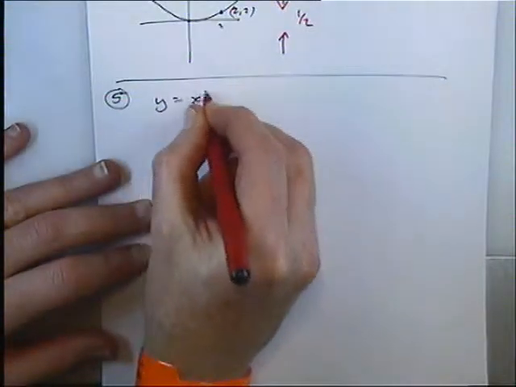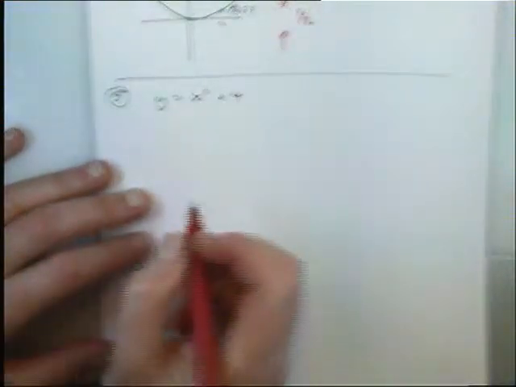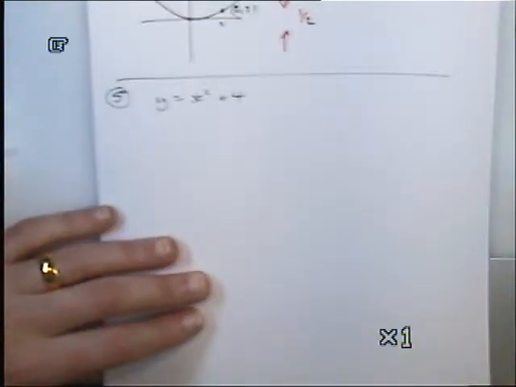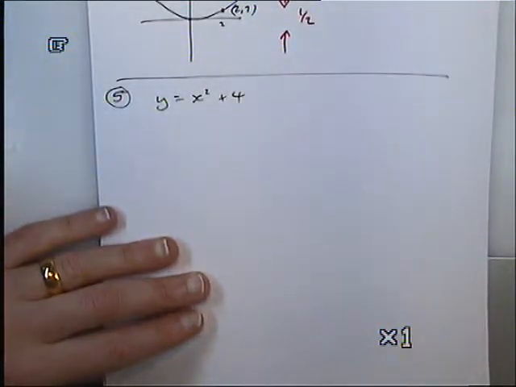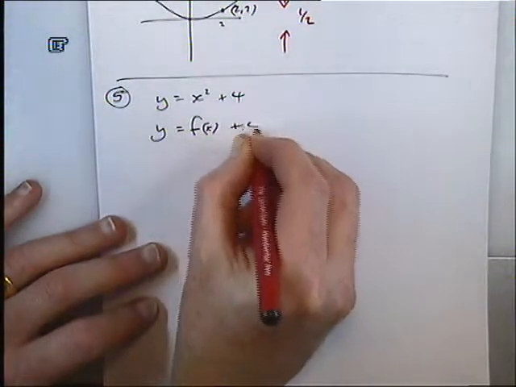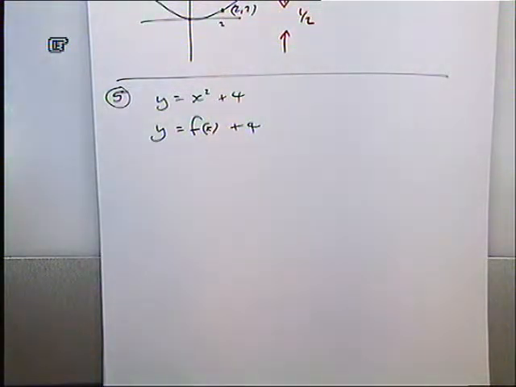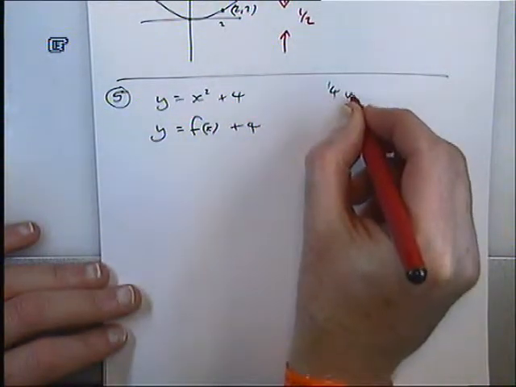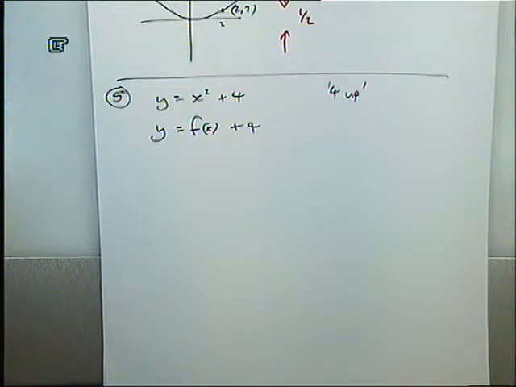Y equals x squared plus 4. That is my original function with a 4 stuck on the end. 4 up? Okay, yes, you can say 4 up. If I was doing it with my year 9, I'd say 4 up, that's great. If I was doing it with my year 13, what's the proper wording we should be using here? 4 in the y direction.